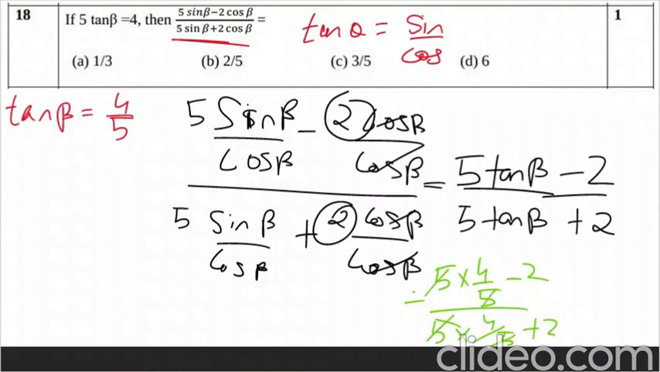5 cancelled out. 4 minus 2 is 2. 4 plus 2 is 6. That gives me 1 by 3. Correct, 1 by 3. So A is the correct answer.